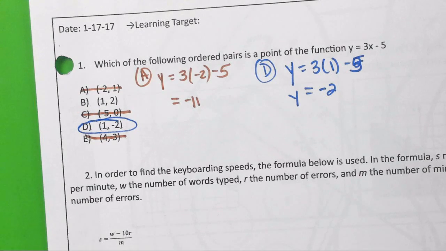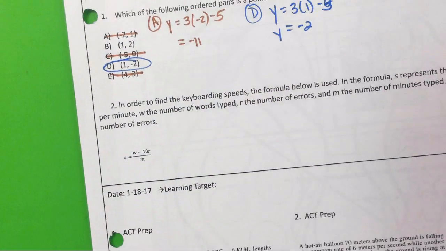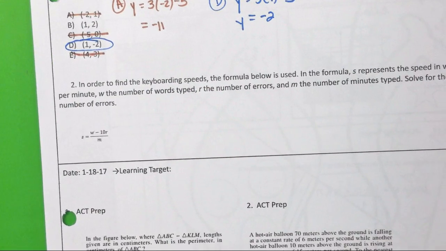Okay. The next one is difficult. It says, in order to find the keyboarding speeds, the formula below is used. In the formula, S represents the speed in words per minute, W the number of words typed, R the number of errors, and M the number of minutes typed.